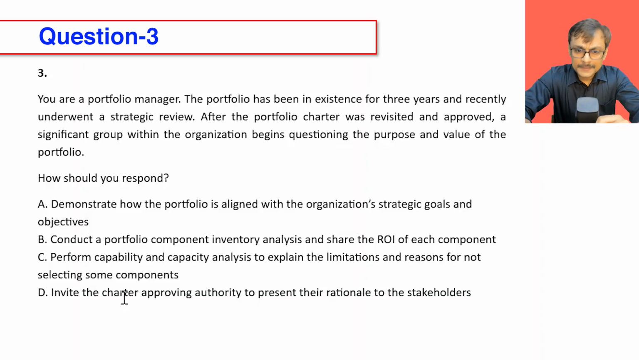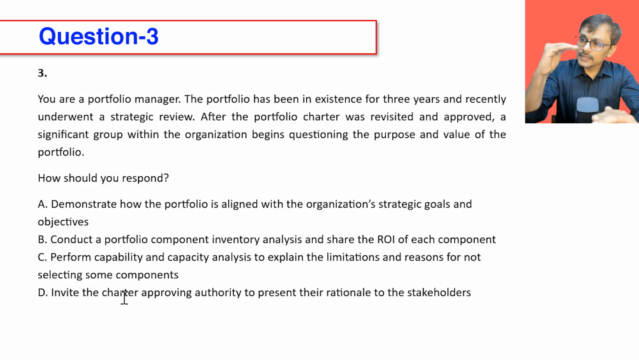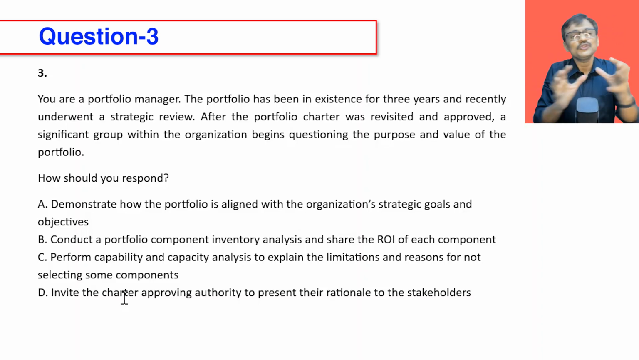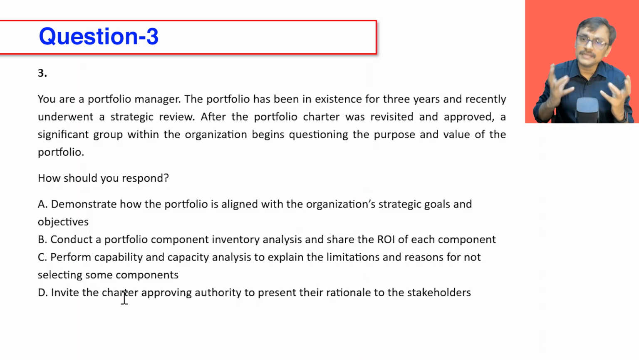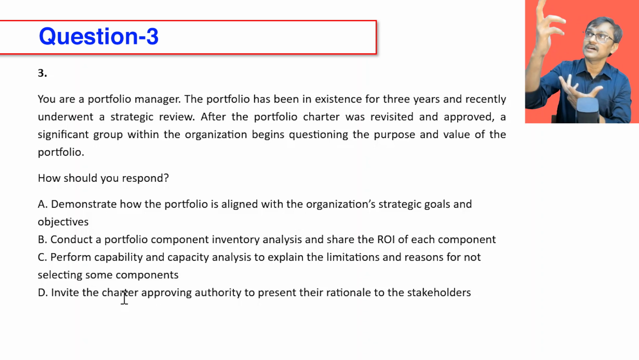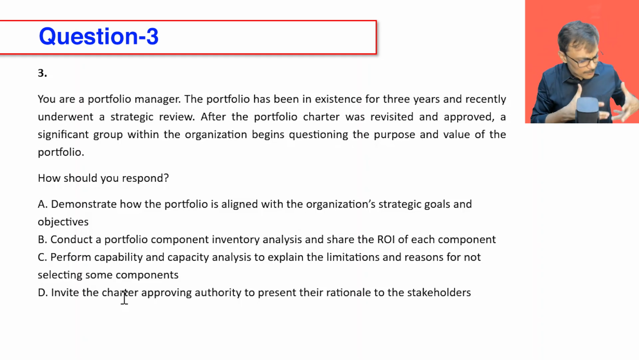Option C, perform capability and capacity analysis to explain the limitation and reasoning for not selecting some components. So rather than explaining the priority and strategic alignment, I'm saying we don't have enough people, they can't handle this, they don't have competencies. Sometimes you see people doing that, but that should not be the starting point. When stakeholders are asking why we are doing it, I should not be focusing on my limitations.